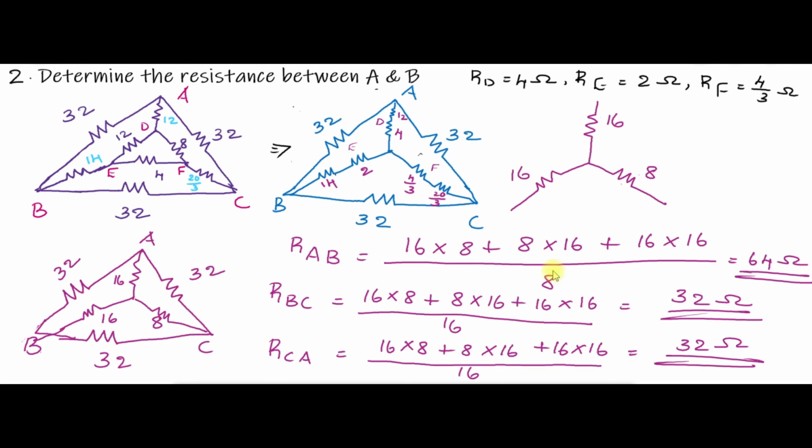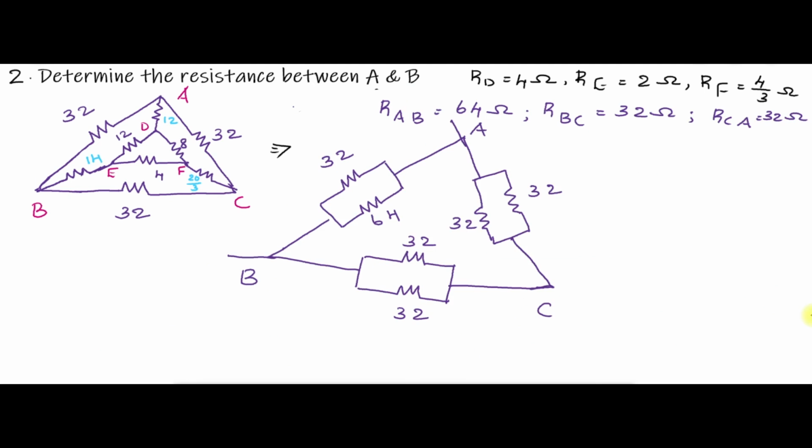Now you have to redraw this circuit by delta connection. So you have to place these three as such and you have to replace this star as delta. Now you have to redraw this circuit. So I have redrawn this circuit in this manner. This 32 and this 32 as such I have kept. Then this 64 which is across RAB. So I have redrawn like this.